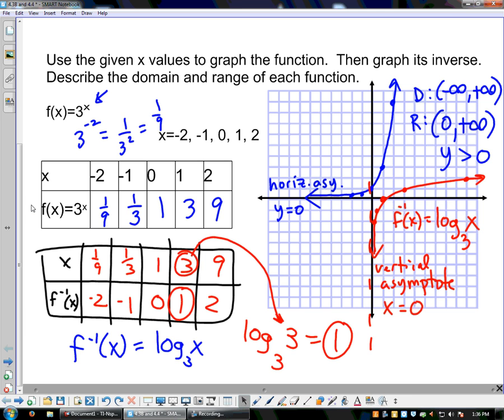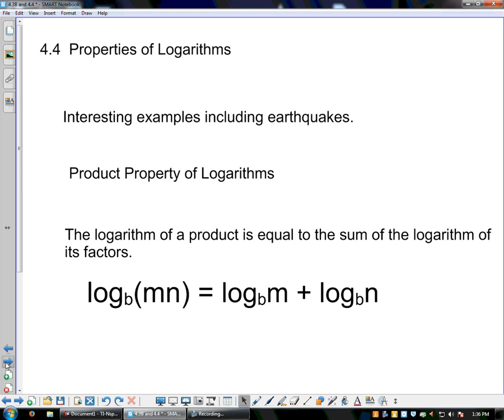All right, so that's how to graph an inverse of an exponential function. In other words, that's how to graph a logarithmic function. Logarithmic functions will always have a vertical asymptote. Exponential functions always have a horizontal asymptote. All right, so that is the example from section 4.3 that I wanted to cover. And now we're ready to move on to section 4.4.